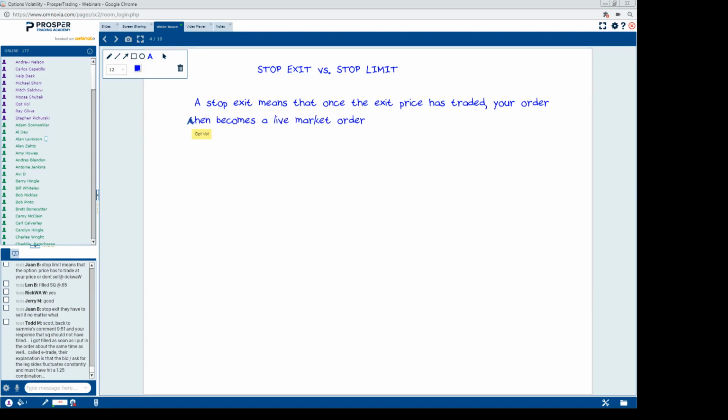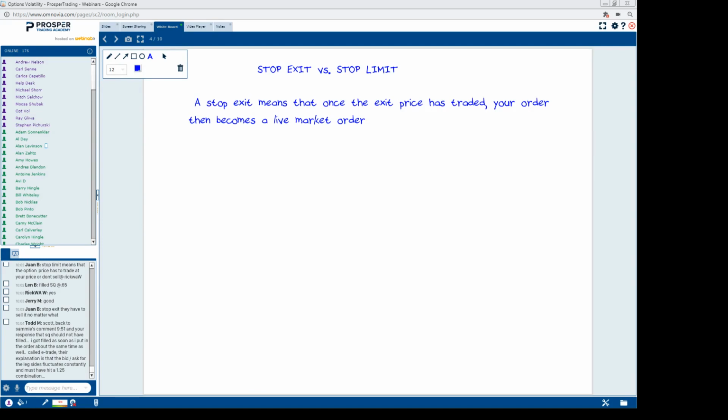Okay? So in the case of iRobot, we put in below the market a stop exit order for $1.25. We did that when the stock was trading a little bit higher and our spread was trading higher as well, like around $1.40, $1.45. We use stop exits to just protect ourselves in case the stock and then our spread starts moving against us.